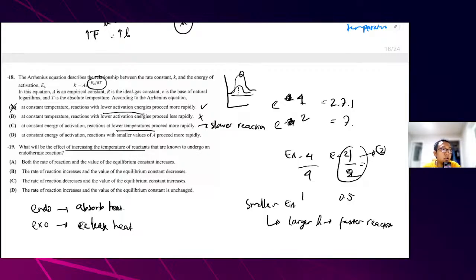Okay, think of it like we are cooking food. You will add heat for the reaction to make it happen. So in this case we will have heat plus reactant and then product.